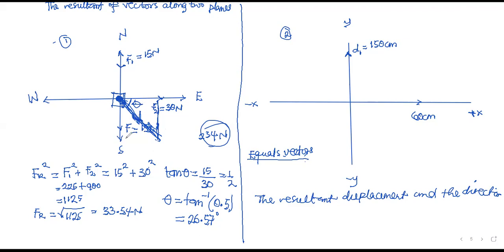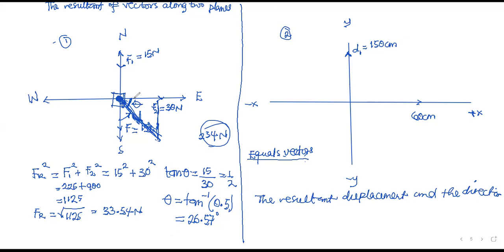From the east. This is the direction. Meaning when you are at the east, you can follow the direction of the resultant when you turn through this angle. Or when I'm at the south, I must turn through this angle in an anti-clockwise direction to face the resultant.